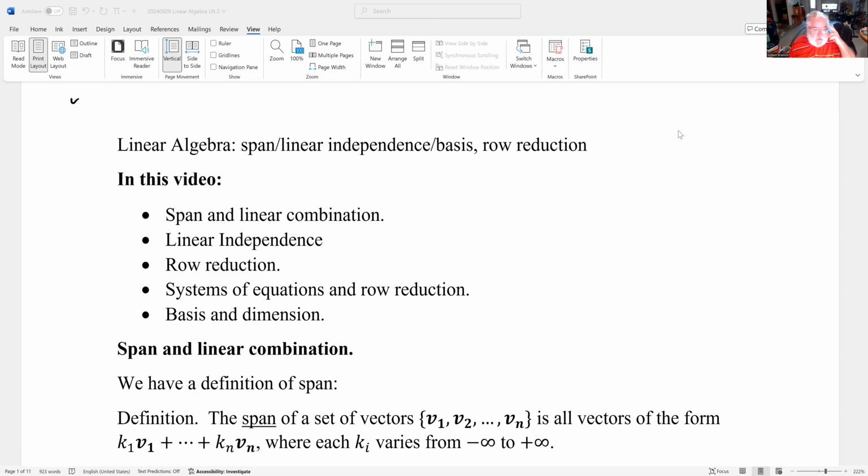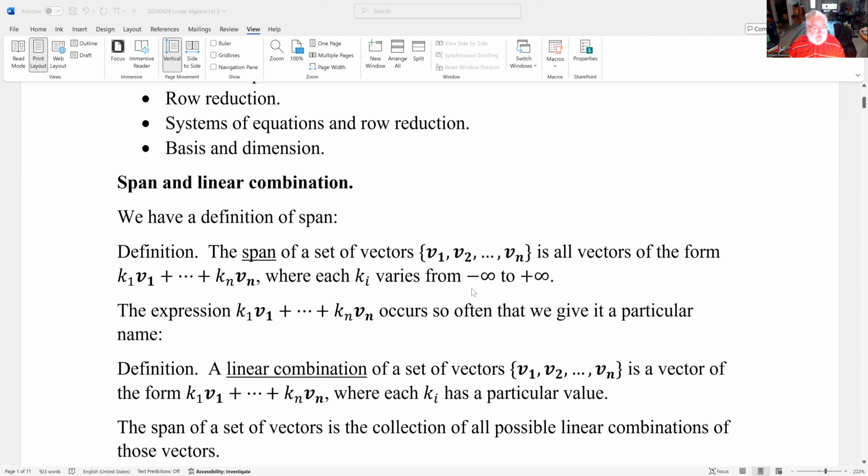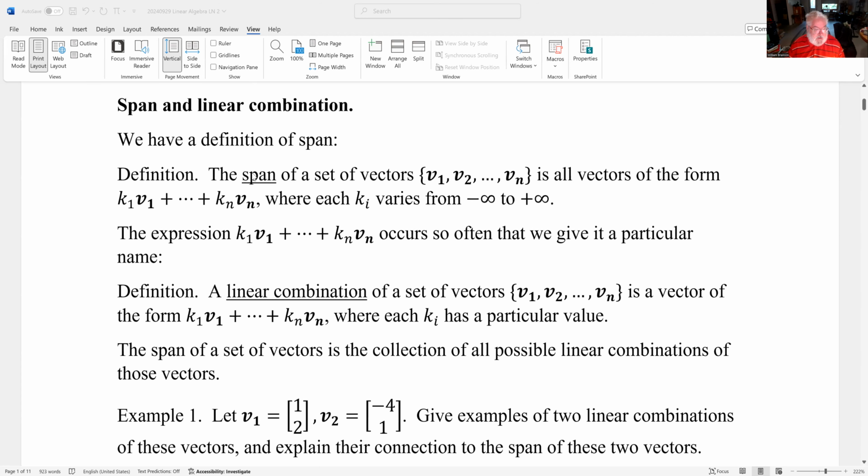Okay, span, linear independence and basis, and row reduction. So in this video, we'll talk about span and linear combinations, a little bit about linear independence, row reduction, systems of equations of row reduction, and then finally basis and dimension. So span and linear combination, we've talked about span.